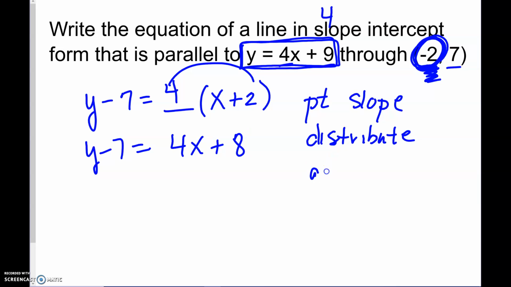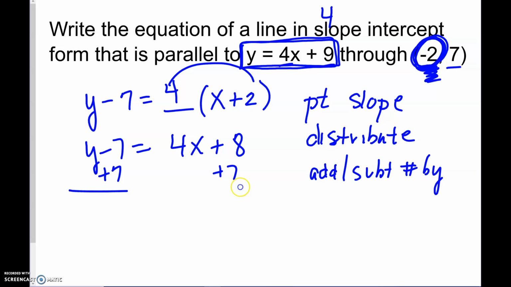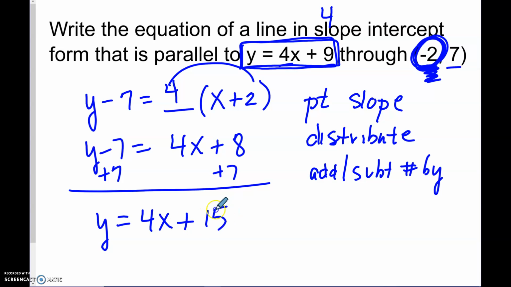Okay, then the next thing we always do is either add or subtract whatever number is by the y. And because that says -7, we have to do the opposite operation, so I go +7. Now I'd put the +7 under the 4x or the 8. And it goes under its like term, 8. So we have y equals 4x plus 15. All right, they don't ask it here, but what is the y-intercept of this equation? This y-intercept is 15.